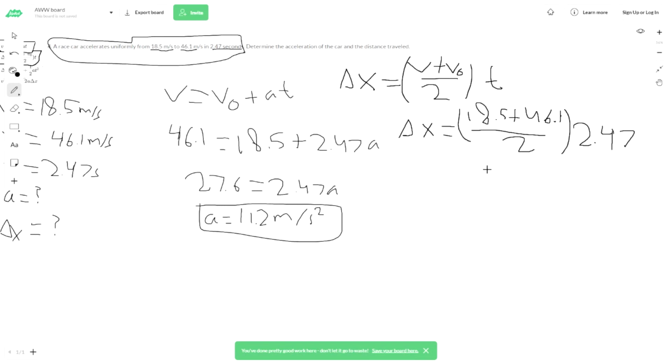So now it's just a matter of plugging into your calculator. So this will be change in x equals 32.3 times 2.47. And we can find that the change in x value, the distance traveled, is going to equal 79.8 meters.